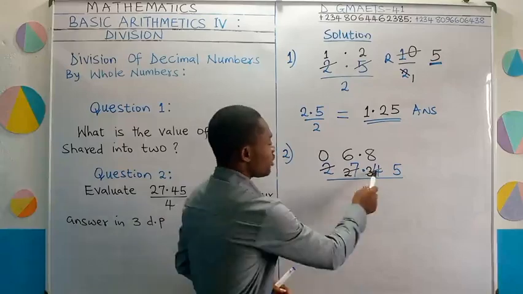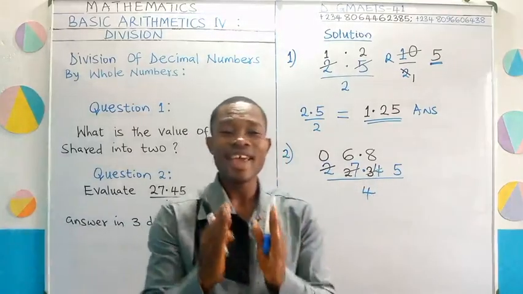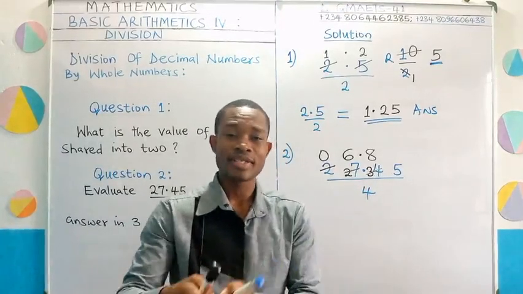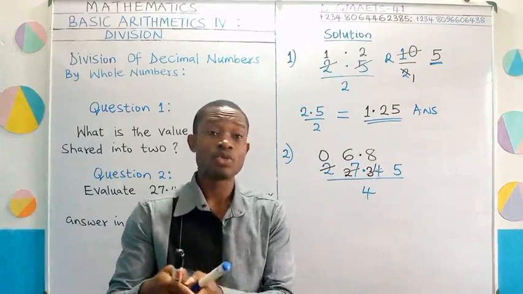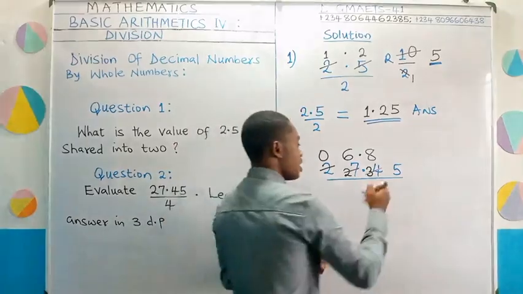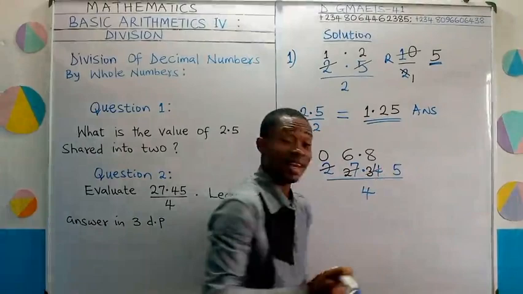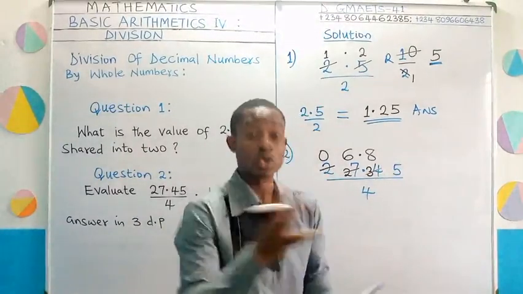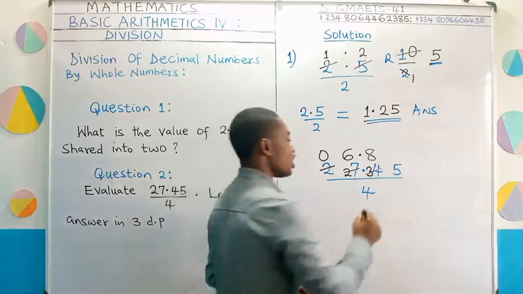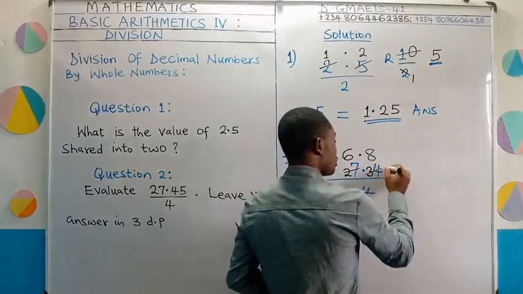We move. 34 divided by 4, we said it is 8 whole times. But not exactly, there will be remainder. And the remainder will be 2. Is that okay? That remainder 2 is not our last remainder because we still have another digit, the last 5 there, which we have not divided. So that remainder 2 will be attached there, giving us 25.